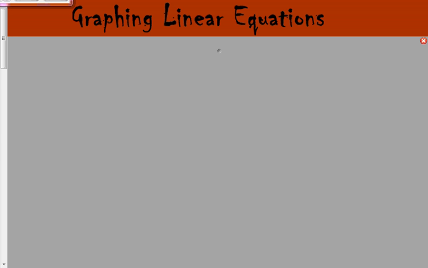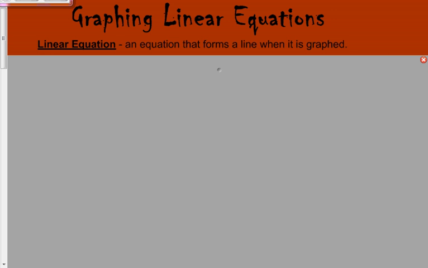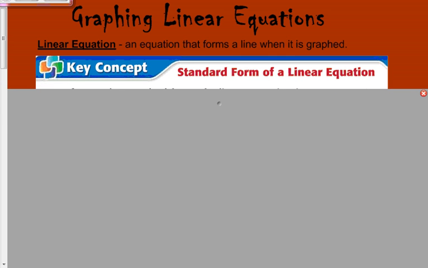Students, today our lesson is about graphing linear equations. A linear equation is an equation that forms a line, a straight line, when it's graphed. A line can be horizontal, vertical, or diagonal.